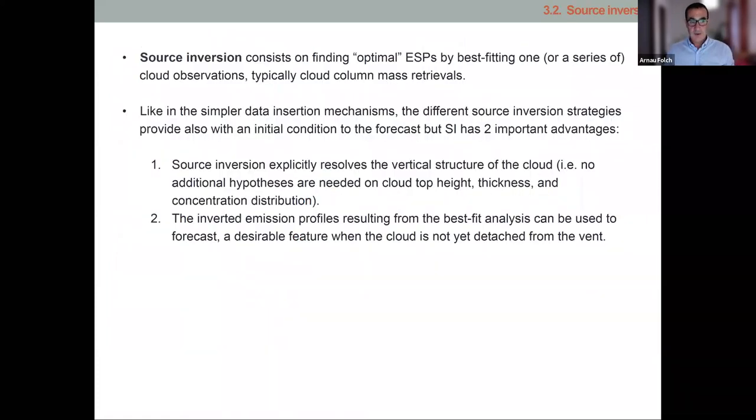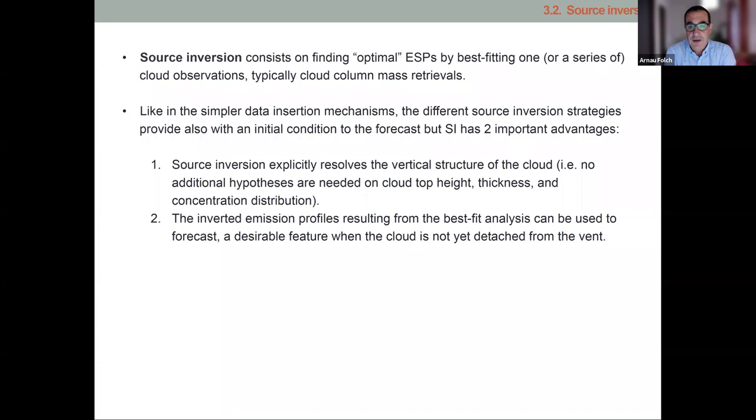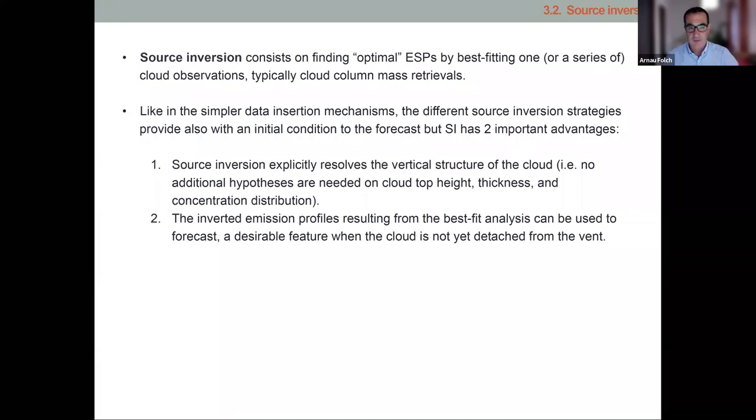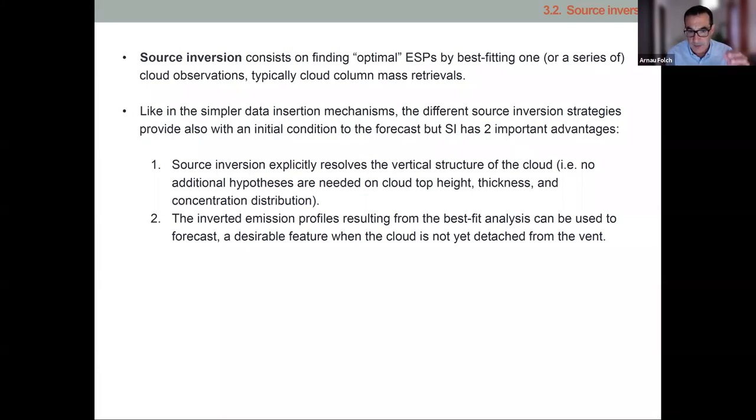The second mechanism is the source inversion. And this one essentially consists of finding the optimal eruption source parameters by best fitting one or a series of observations, okay? So this is very similar to the data insertion, but it has some advantages with respect to the data insertion mechanism. The first one is, when we do the inversion, we also have an observation and then we try to invert this, integrating backwards in time to see which are the best emission profiles, the emission profiles that fit the observation better.